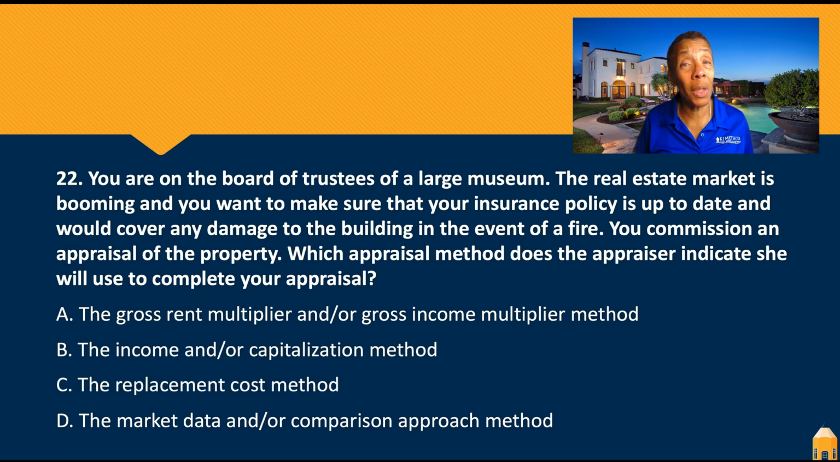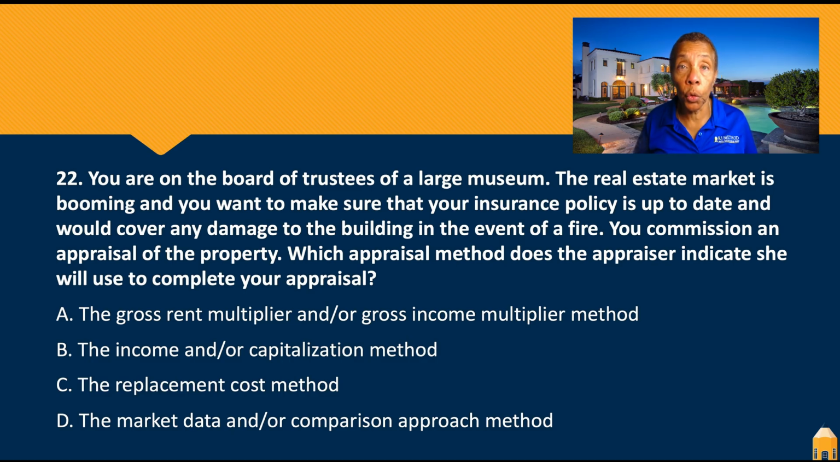That's easy. Replacement cost, guys. Again, you need to know these like the back of your hand. So let's go over them real quick. A, gross rent multiplier, gross income multiplier. That's when there's two rental properties, right? And we're looking at the rents and how much they should sell for. So there's nothing talking about rent here.